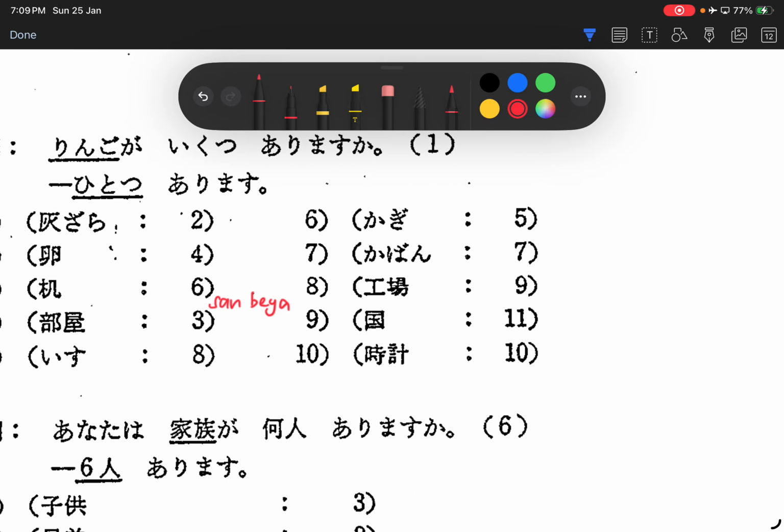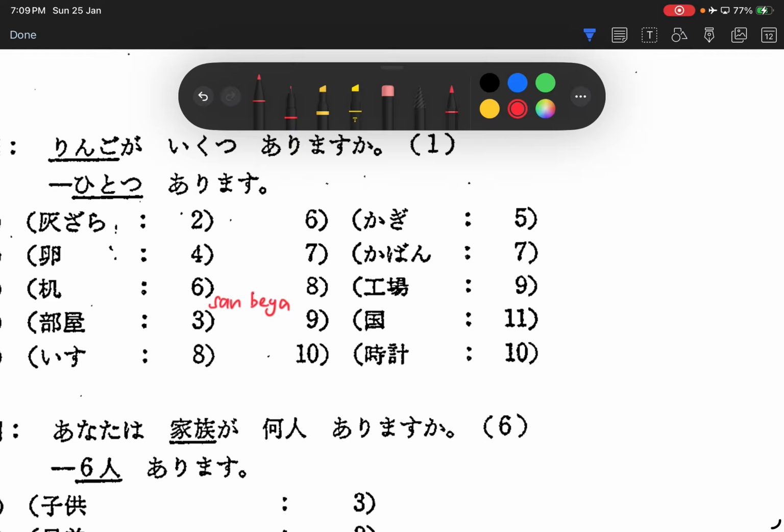鍵が5つあります. Okay, 鍵が5つあります. Thank you. 7. カバンが7つあります. Okay, カバンは7つあります.